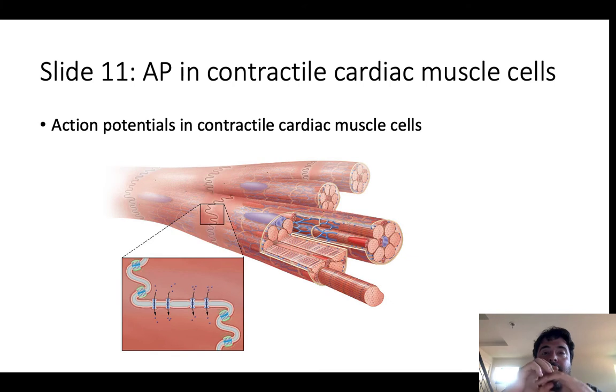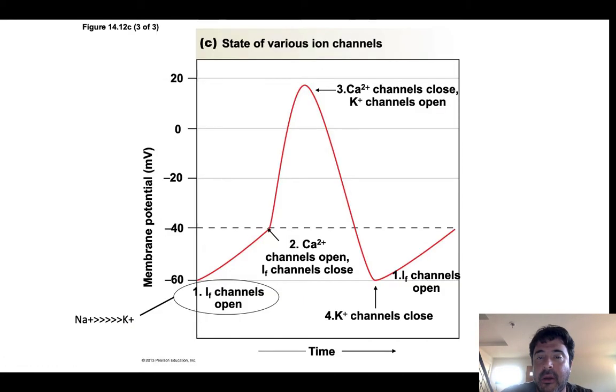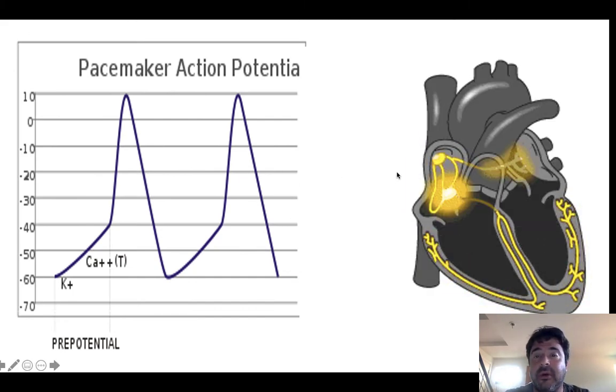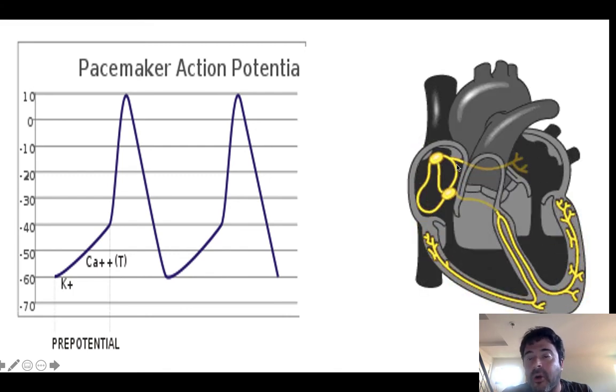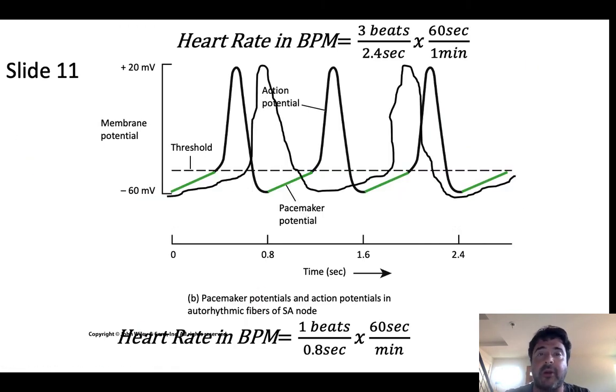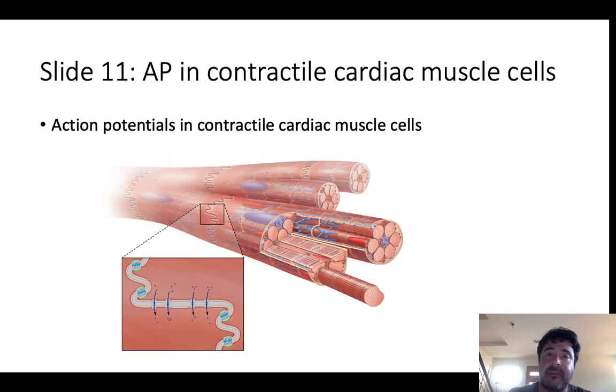So, autorhythmic cells coordinate the electrical activity of the heart, and then contractile cardiac muscle cells, right, ultimately physically produce the mechanical force of contraction. But before they can do that, they need to be told what to do by the autorhythmic cells. So you'll see here that the autorhythmic cells activate before the contractile cardiac muscle cells. In other words, it's the autorhythmic cells that tell the contractile cardiac muscle cells to fire an action potential. And that's because they're linked to one another via these things called intercalated discs.